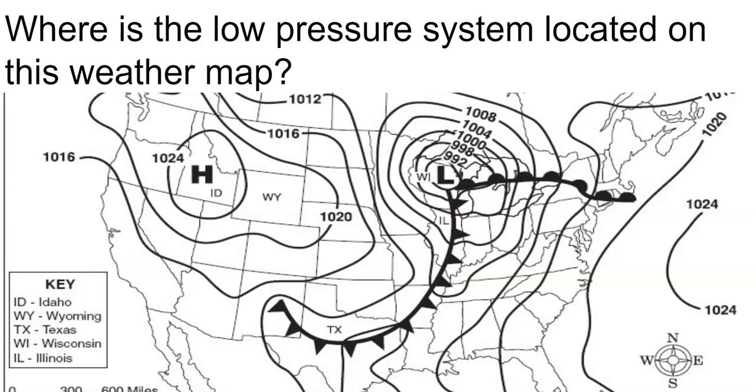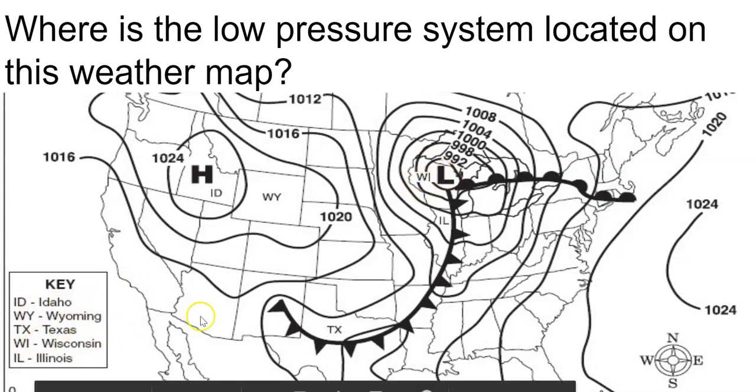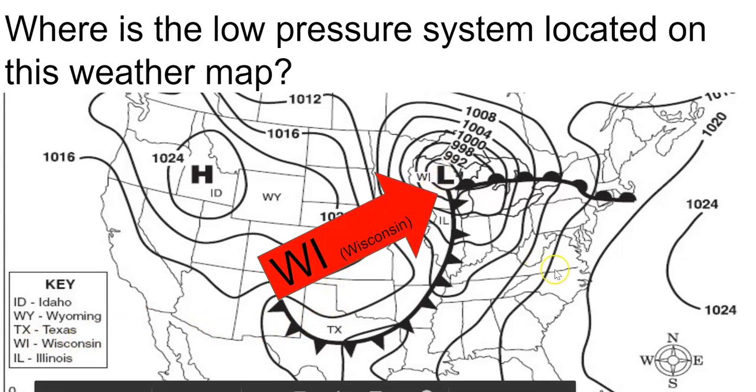Where is the low pressure system located on this weather map? Again, we have to know the symbols. So the H is the high pressure, the L is the low. It's located near the WI. So if we look at our key, that would be Wisconsin. So Wisconsin has our low pressure system.